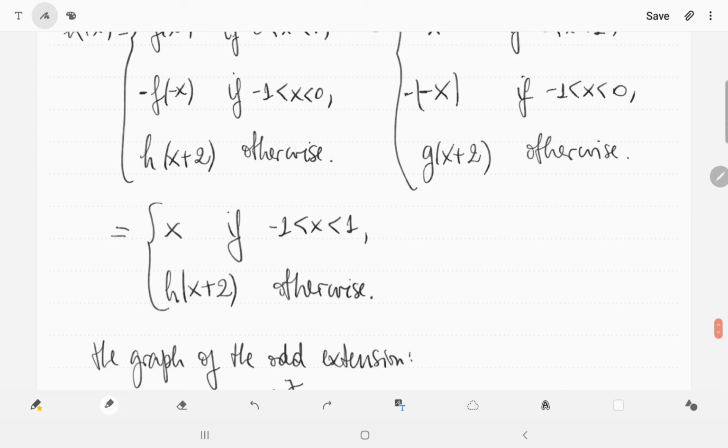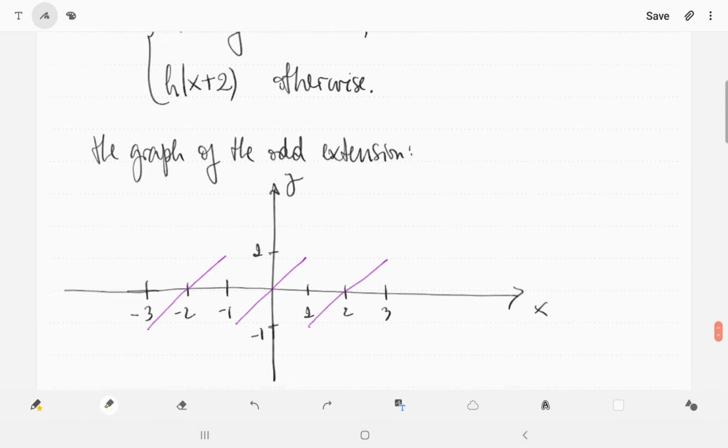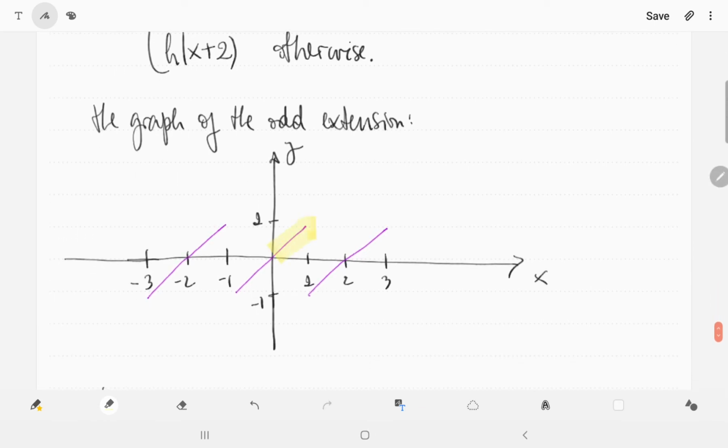So what we get is that this odd extension is the function x if we are in the interval -1, 1, and then we just repeat this definition of the function outside the interval to have a periodic function of period 2. So how is the graph of this extension? This was the graph of f, and now we are extending this in a symmetric way, but with respect to the x-axis, because we want the odd extension. And since we have this periodicity, we just repeat this graph all over the line.